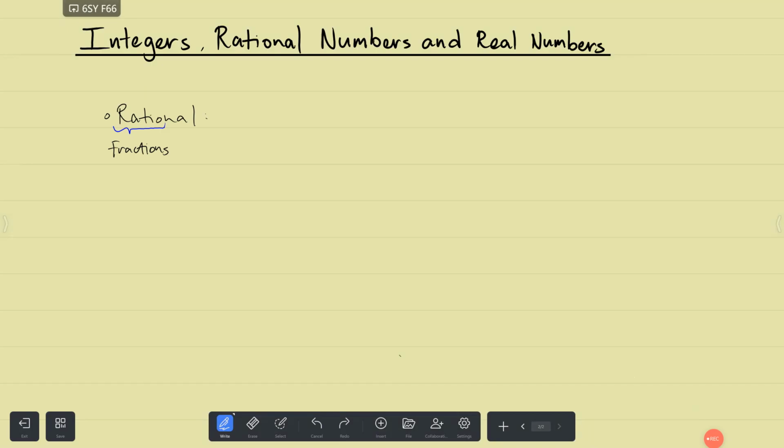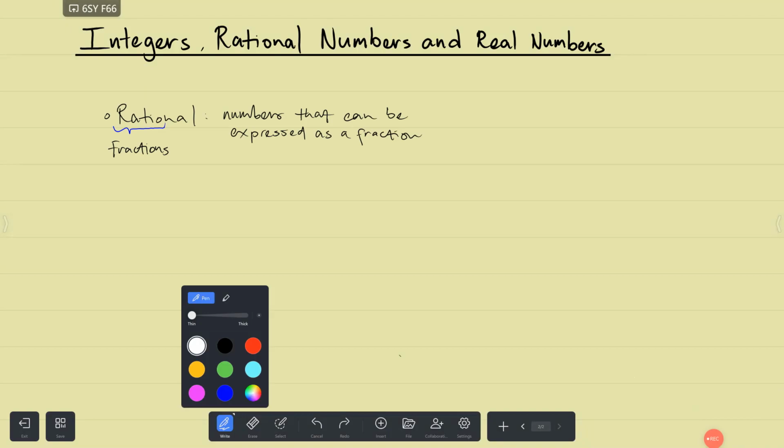The first 5 letters spell ratio, and it reflects a primary school idea where ratios are similar to fractions. They just show a proportion of a particular quantity over another quantity. So basically, rational numbers are numbers that can be expressed as a fraction. And of course, you have many examples of these.